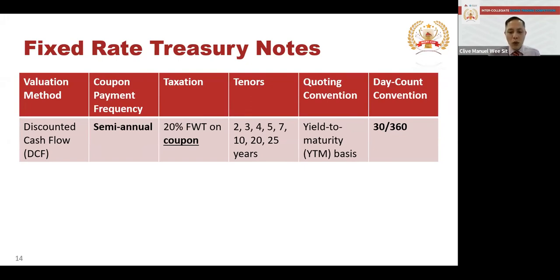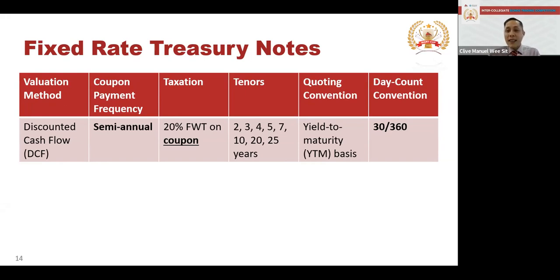Now, it's also important to note that the day count convention for FXTNs is 30 over 360. Now, what does that mean? 30 over 360 pertains to an assumption as to how days are treated when you are accruing interest for a bond. Since it's 30 over 360, this assumes that each month has only 30 days and each year has only 360 days, when we know in reality, days in a calendar year can actually be 364, 365, and so on and so forth, depending on whether it's a regular calendar year or a leap year, correct?